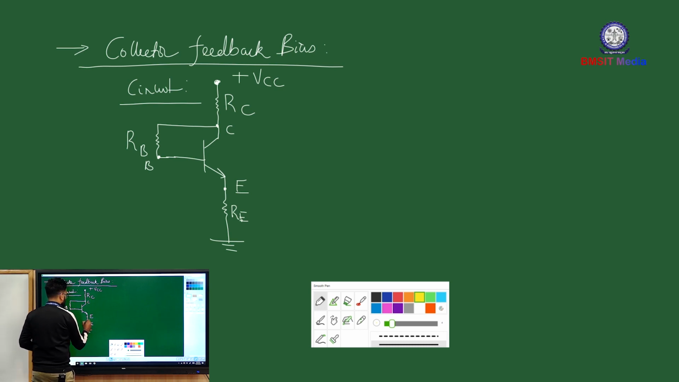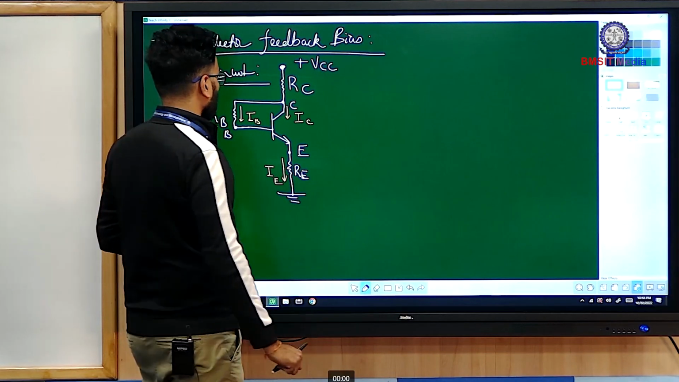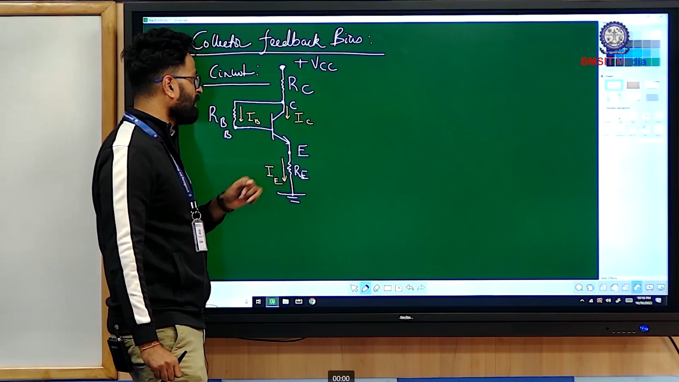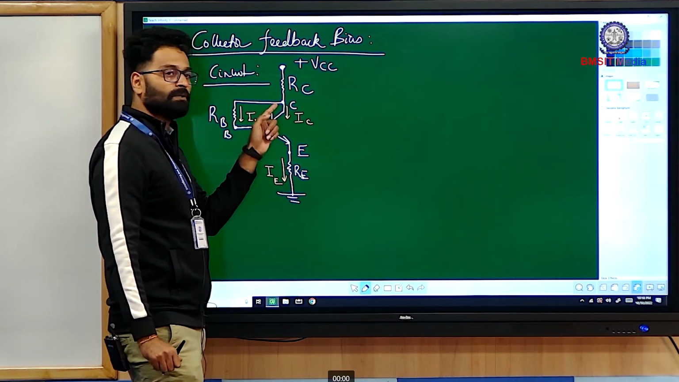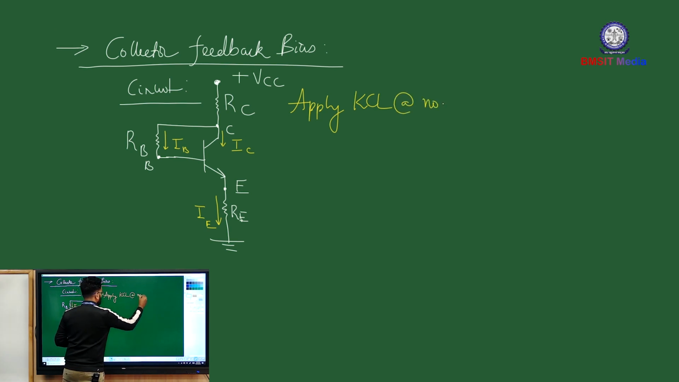Okay, so the current which is flowing through the emitter resistor is IE, and the current which is flowing through the base resistor is IB, right? And the current which is flowing into the collector terminal is IC, right? So as you can see, there is a node C. So collector can be considered as a node, and at this collector node, you can apply KCL. So let me write here, apply KCL at node C.